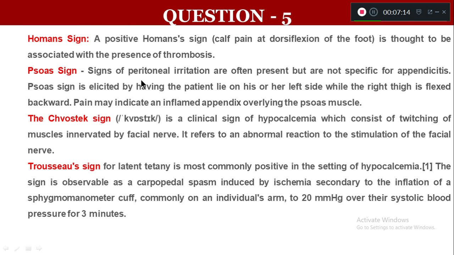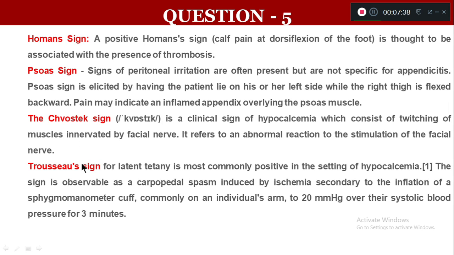Psoas sign is a sign of peritoneal irritation, often present but not specific for appendicitis. Psoas sign is elicited by having the patient lie on his or her left side while the right thigh is flexed. Backward pain may indicate an inflamed appendix. So Psoas sign is associated with appendicitis.